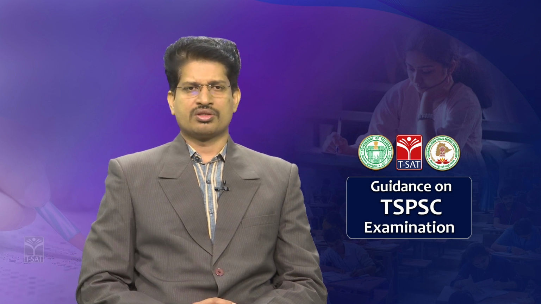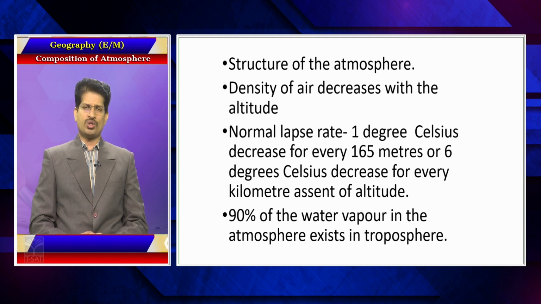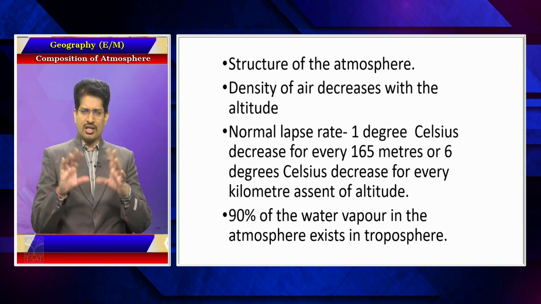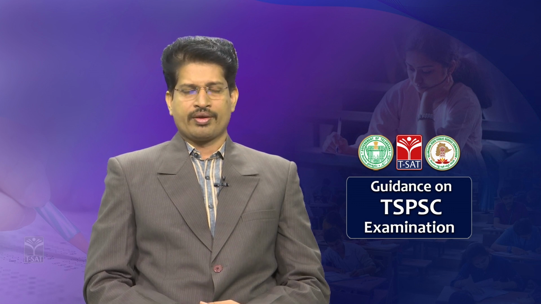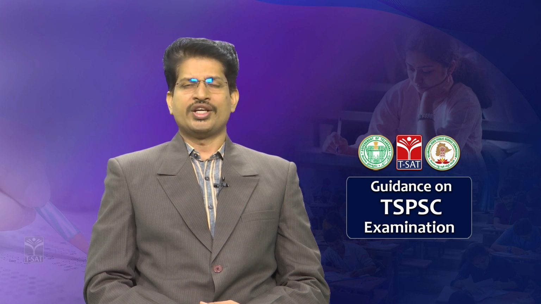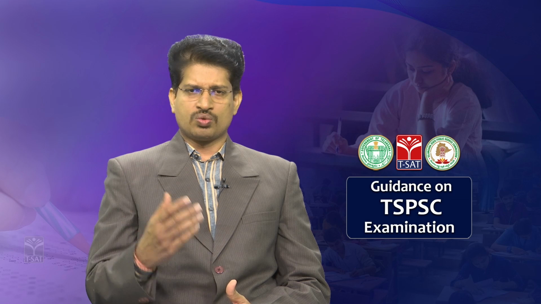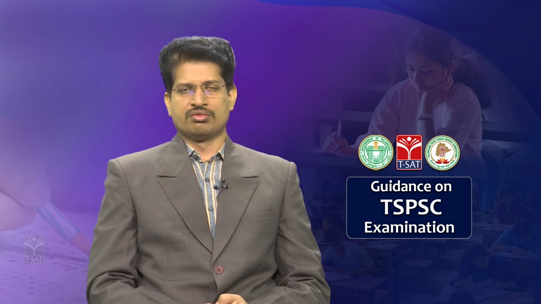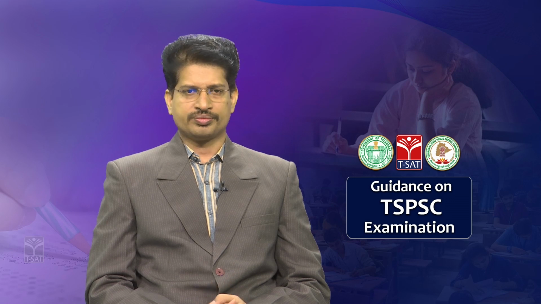Next concept is the structure of the atmosphere. The atmosphere is concentric layers of air above the earth, and these layers of the earth's atmosphere are not homogeneous. The density of the air gradually decreases with increasing altitude. That is what has been given. This can be asked: how does the density of air vary with altitude?